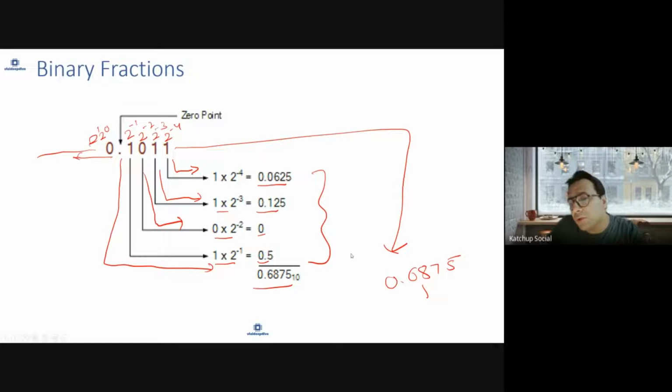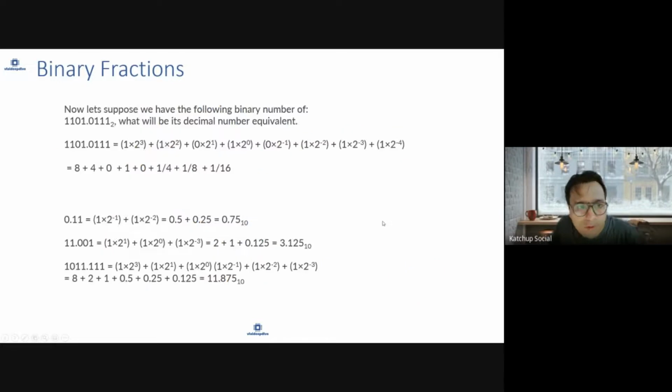Okay. So this is how you represent fractions, and you can convert those fractions into the equivalent decimal number. So let's say now we have this number. What will be its decimal number equivalent?